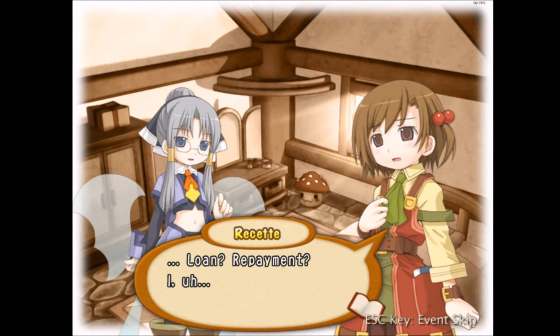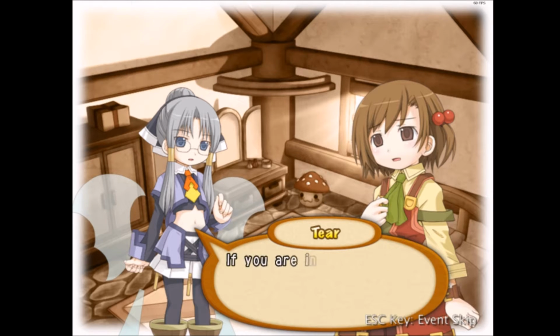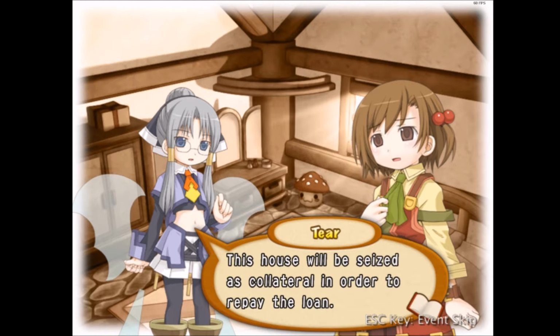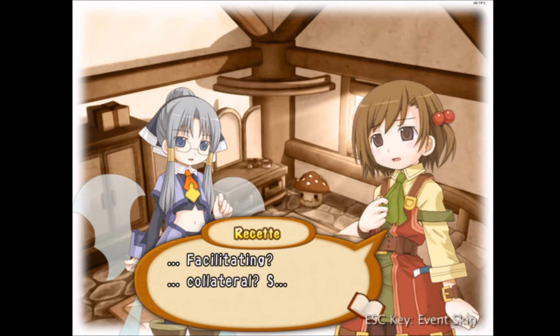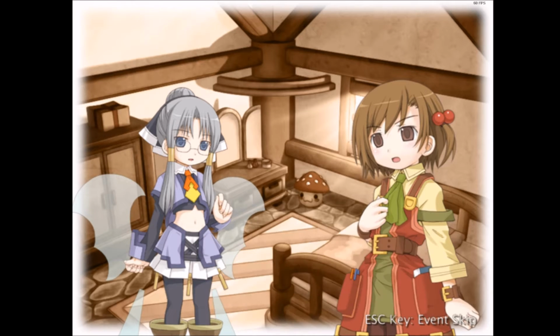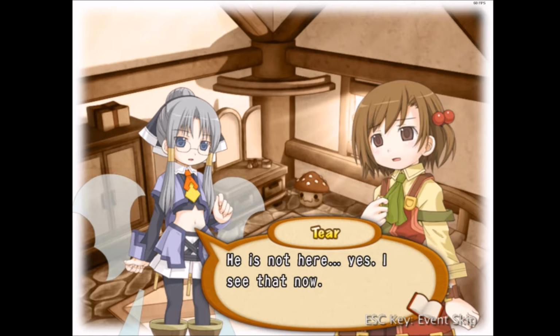Loan? Repayment? In plainer terms, I am here to get our money back. If you are incapable of facilitating repayment, this house will be seized as collateral in order to repay the loan. Facilitating? Collateral? Papa isn't... He's not here. He is not here. Yes, I see that now.